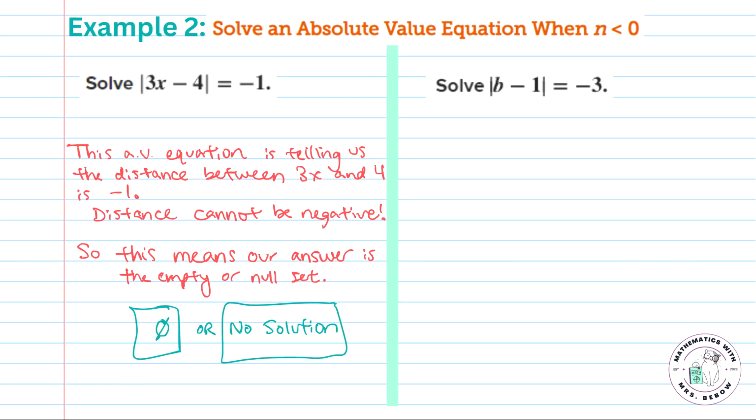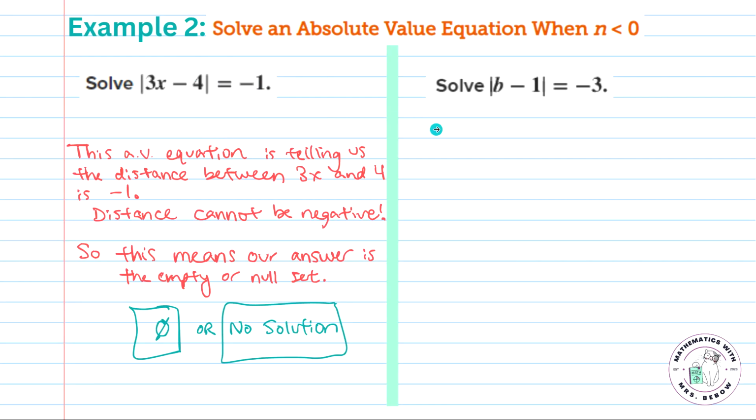So that's going to happen. It's really important when you solve absolute value equations that you double check. Once you have the absolute value alone on one side of the equation, is the value on the other side positive or negative? Because if it's 0 or positive, then you're good to go. But if it's negative, it's telling us that distance is negative, and that's not going to work, okay?